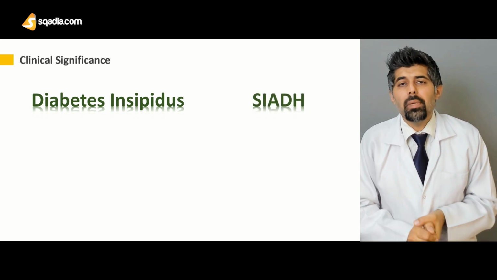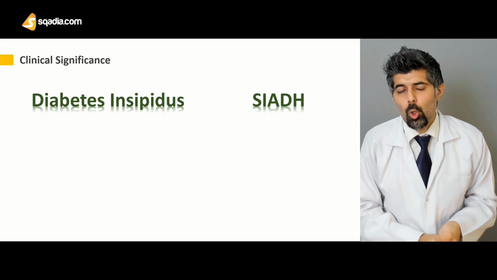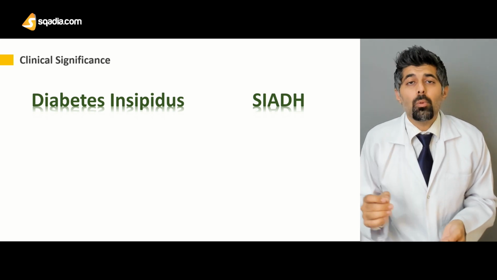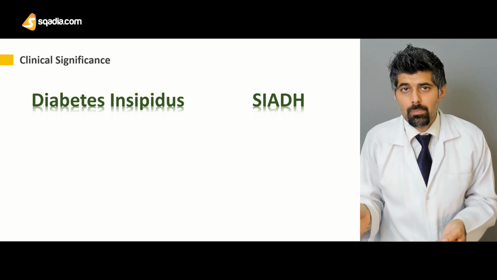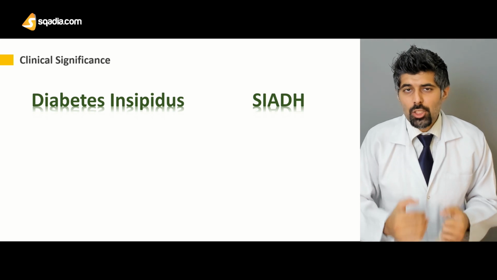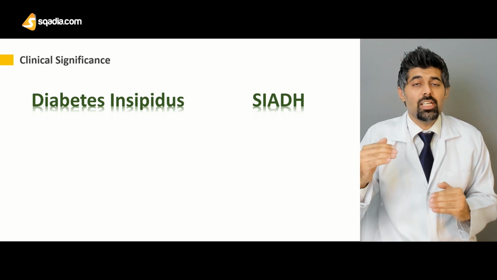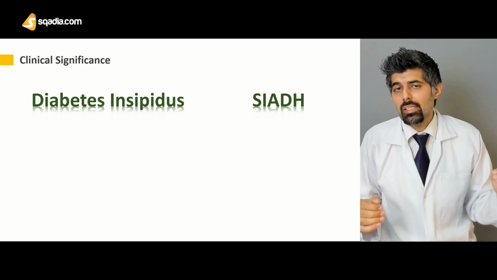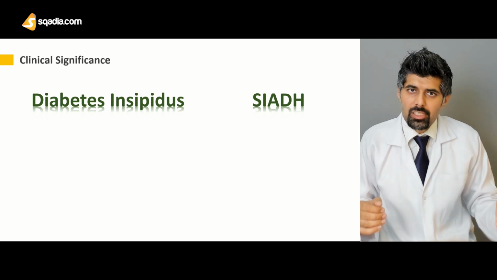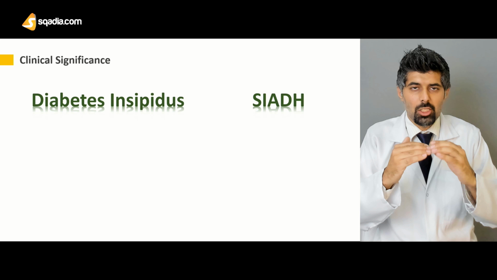The other one being the SIADH, or the syndrome of inappropriate ADH secretion. Now, in SIADH, there is an increased amount of ADH secretion, while in diabetes insipidus, there is a decreased amount of ADH than the normal limit.